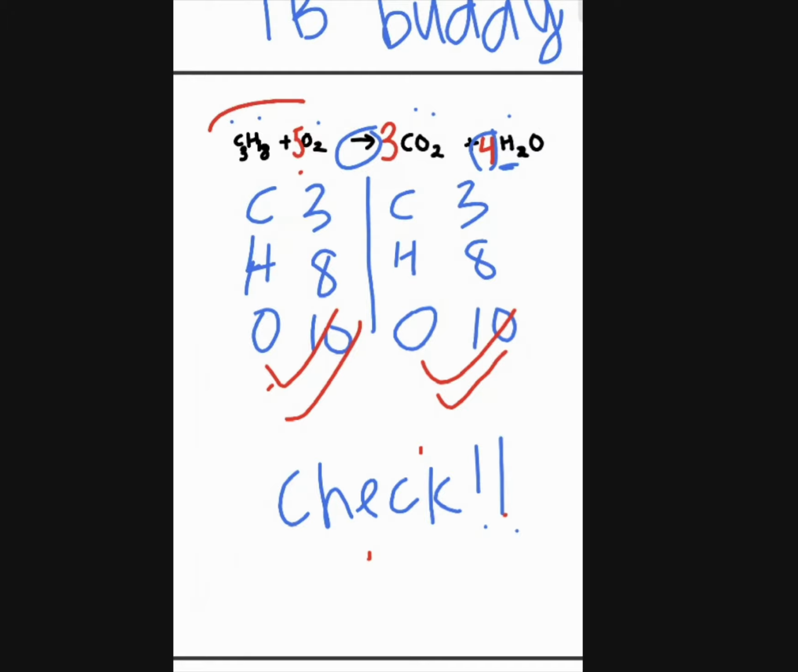So the final answer for balancing this equation is C3H8 plus 5 oxygen gives 3 carbon dioxide and 4 water molecules. I hope this video helped you to learn to balance. More challenging ones are coming soon.